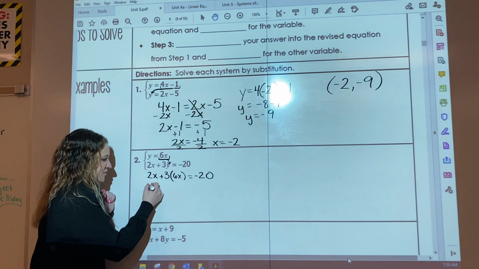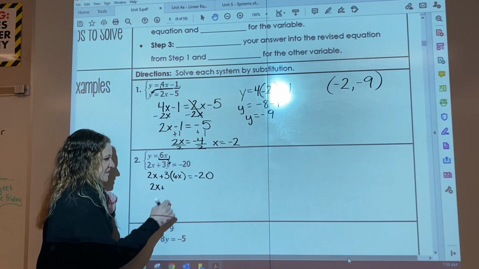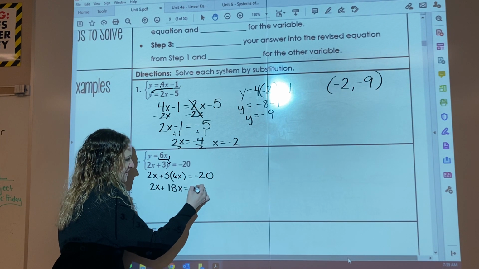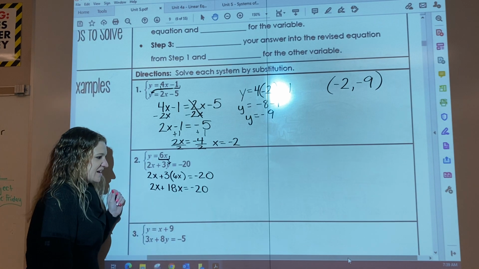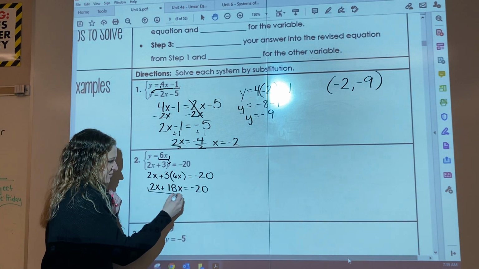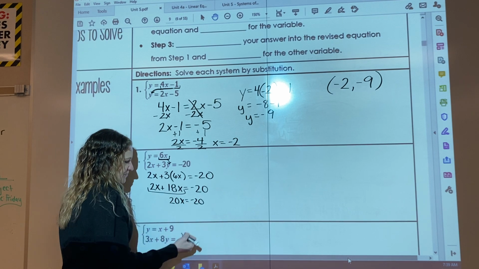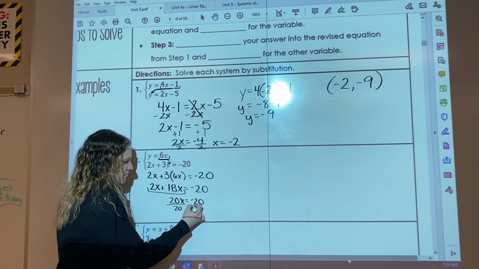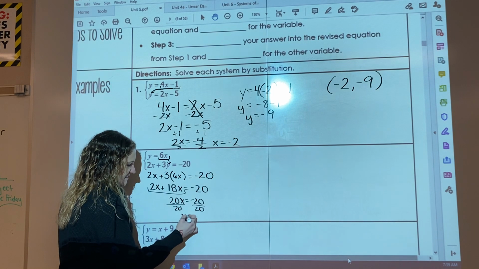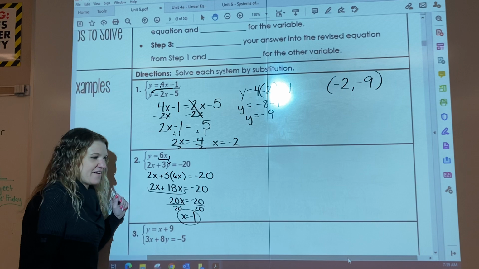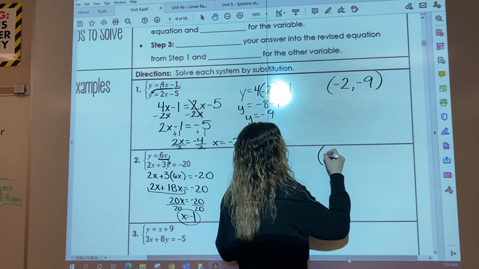All right, let's distribute. I'm going to drop down my 2x first. 3 times 6x is going to give me 18x. I've got some like terms, so I'm going to combine those. 20x equals negative 20. When I divide by 20 on both sides, x equals negative 1. All right, that gives me half of my answer. I'm going to put that up here.